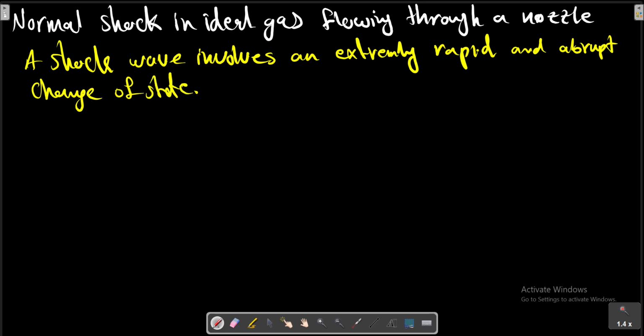In a normal shock, this change of state takes place across a plane normal to the direction of the flow.